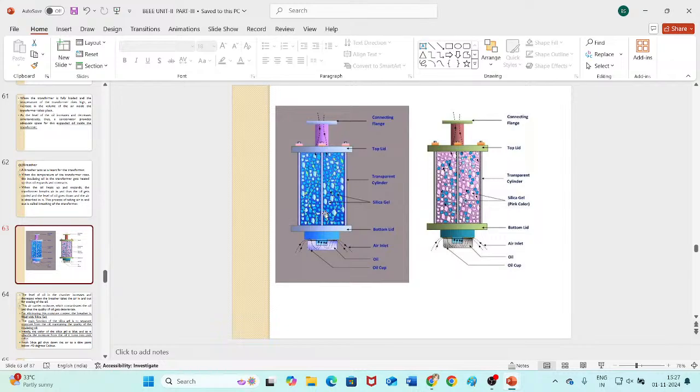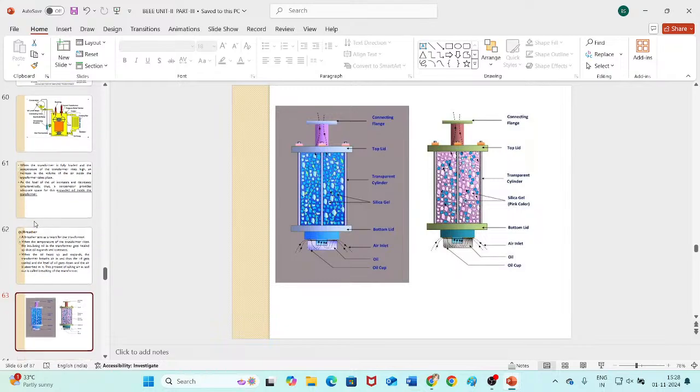Whenever they are absorbing the moisture from the air and allowing only air to enter into the tank, this blue color silica gel will convert into pink color. So you can see two images here. In this image, all the silica gel, the crystalline rocks, are blue in color. But in this image, some of the silica gel crystalline rocks have converted into pink. They convert into pink because of the absorption of moisture from the air. Now let us go back to the image.